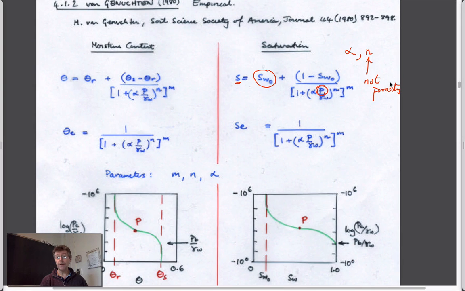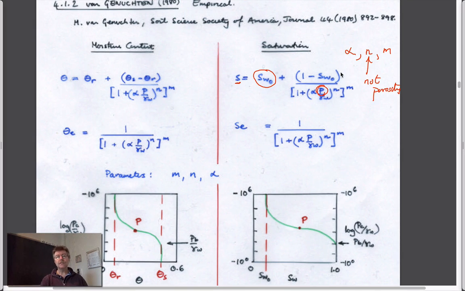which we've used in the past, and another parameter m. And so it kind of looks complicated. It is complicated, but these equations are just the equations of these curves that satisfy the fact that they asymptote at some irreducible saturation and some maximum saturation, and they have this shape in between. So these are just curve fits that manage to do that. And so it seems kind of complicated because we're just defining another curve.